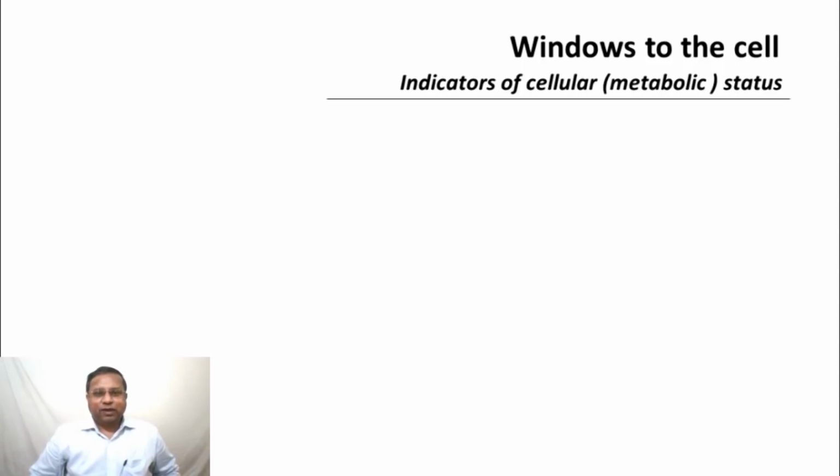So the windows to the cell are the indicators of cellular status or indicators of metabolic status of the cell. These terms, cellular status, metabolic status, energy status, redox status, and so on, are kind of soft terms. You should not take them too strictly. These are kind of indications of what could be happening, and these are common terms that are used. They are not, of course, fully understood, but they are useful.